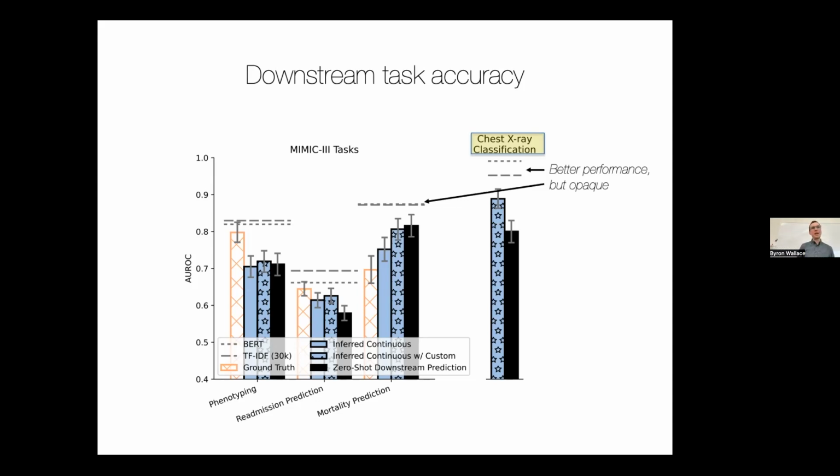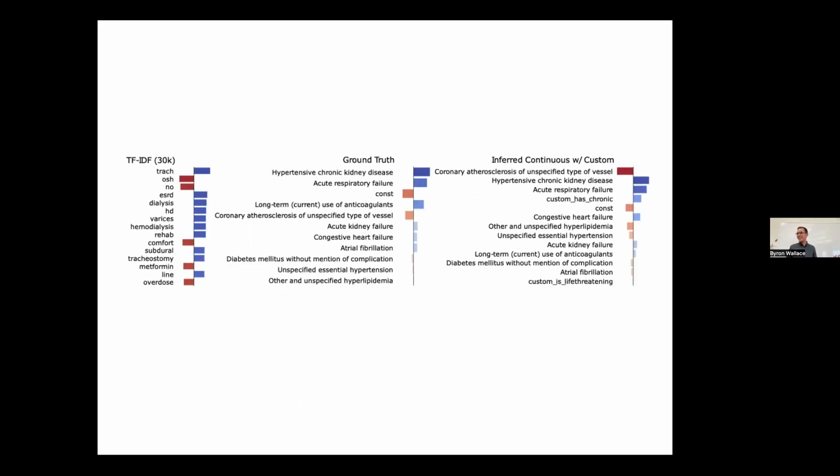The two dashed horizontal lines are alternative approaches that use orders of magnitude more features. This includes a clinical BERT model and a TF-IDF model with 30,000 features, 30,000 tokens. Those do better, right? That shouldn't be surprising because it's orders of magnitude more features. What this is saying is that you can get pretty good downstream task performance. You take some performance hit, but you're able to be pretty competitive with much more opaque models. And maybe you don't buy that they're opaque because TF-IDF is reasonable. It's like bag of words, right?